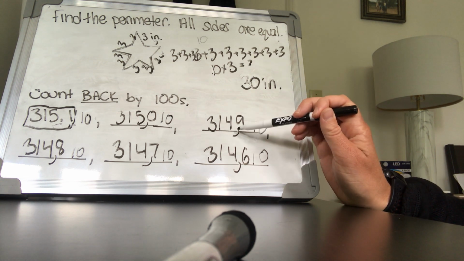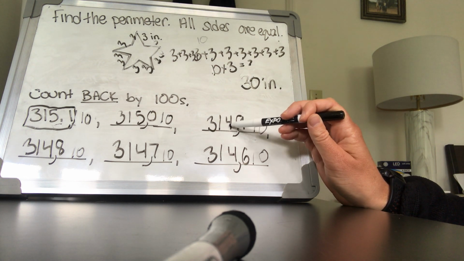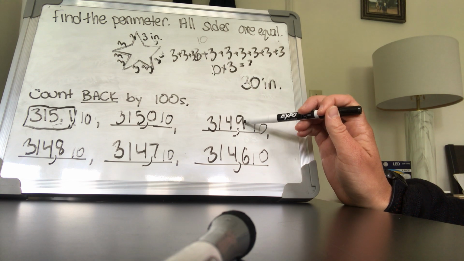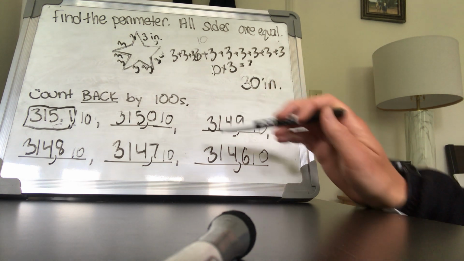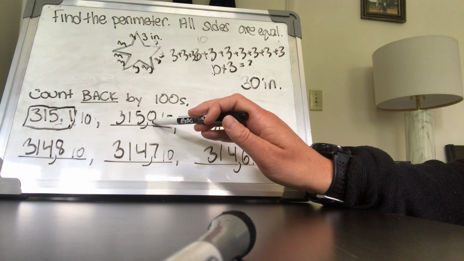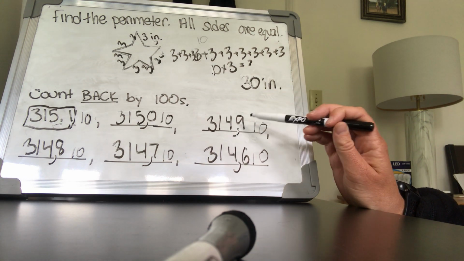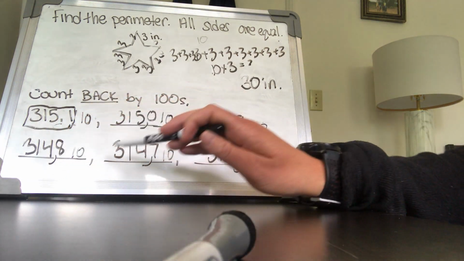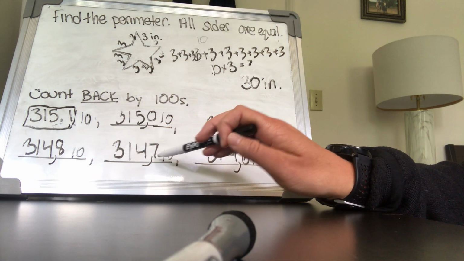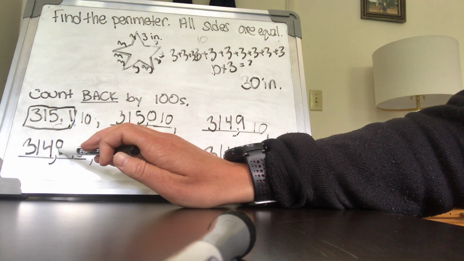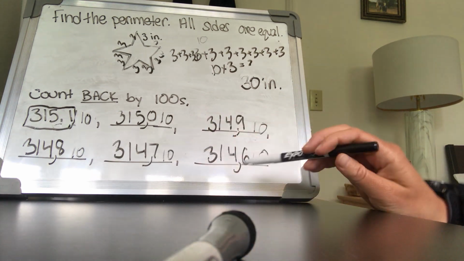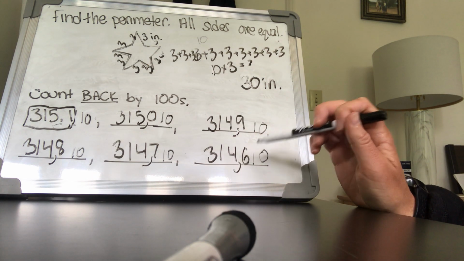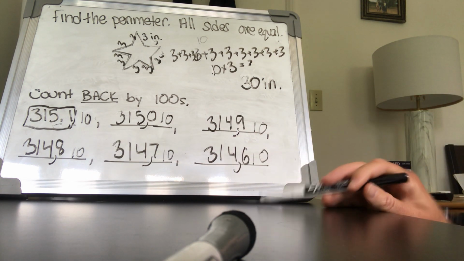314,910. Now, I realized that we had to switch our thousands here, so it makes sense that just like with a flip chart, instead of having 0 hundreds, we now have 9. 314,810. 314,710. Now notice, pretty easy here. The one digit that's changing is the hundreds, and then 314,610. All right, team, have a great rest of your Thursday.